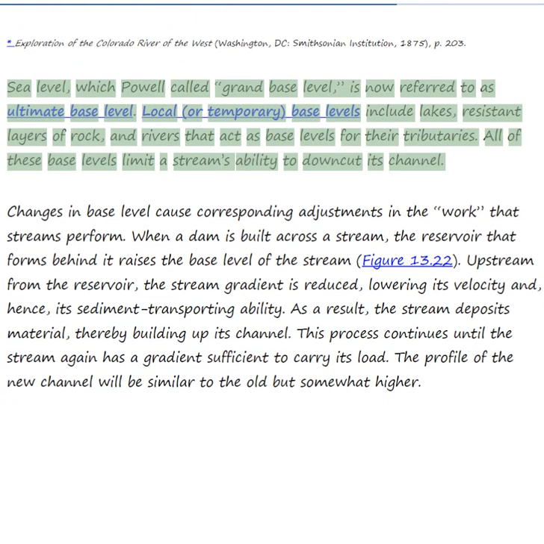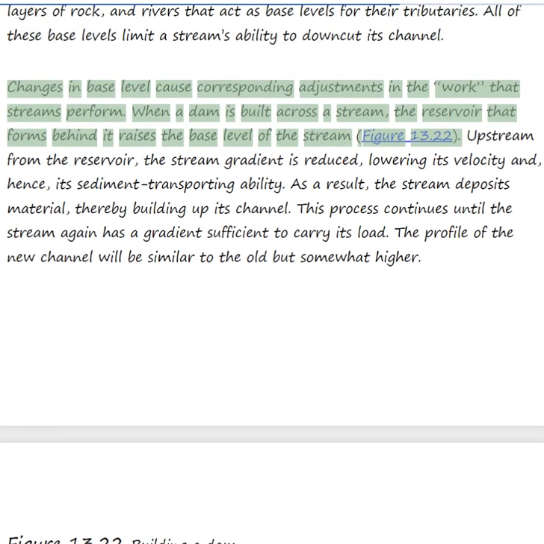Sea level, which Powell called grand base level, is now referred to as ultimate base level. Local base levels include lakes, resistant layers of rock, and rivers that act as base levels for their tributaries. All of these base levels limit a stream's ability to downcut its channel. Changes in base level cause corresponding adjustments in the work that streams perform.